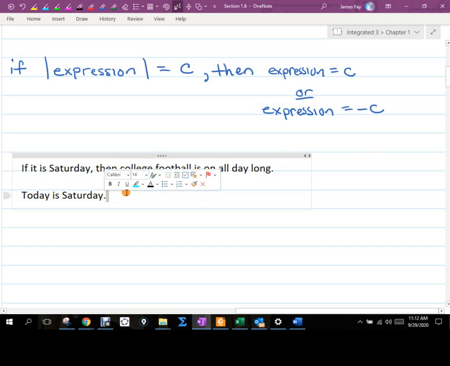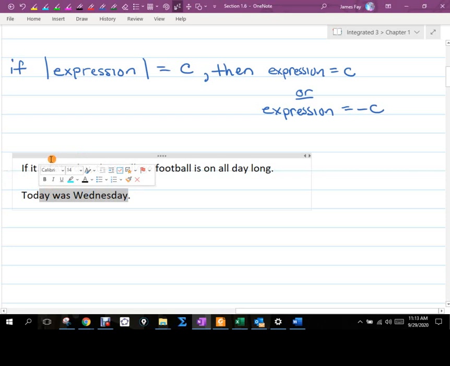Okay. Now, if I said today was Wednesday, does that match that? Does Wednesday match it being Saturday? No. So because there's no match there, you can't say anything about college football being on all day long. It might be, but it might not be. We don't know because the two days don't match, right? Okay. No, I just can't make a conclusion.